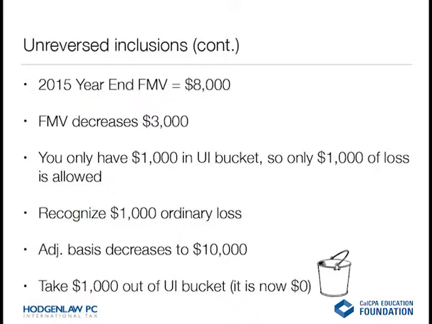2015, this is the one where there's a substantial decrease in the market value. It goes down to $8,000. This is a $3,000 decrease from your $11,000 adjusted basis. And if you recall, you only have, at this point, $1,000 left in the unreversed inclusions bucket, so you only get to take $1,000 of loss. That means you recognize a $1,000 ordinary loss. Your adjusted basis goes down to only $10,000, even though the market value is $8,000. And because you recognize the $1,000 loss, you take $1,000 out of your unreversed inclusions bucket, and you now have nothing left there.